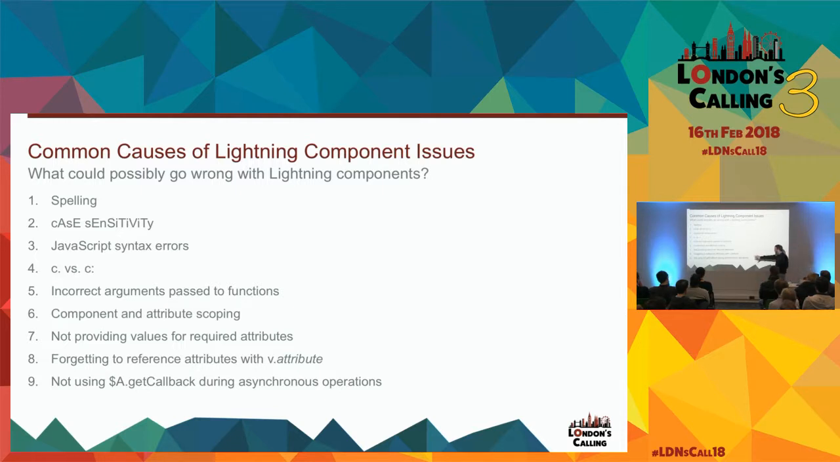And then this is more advanced, but if you forget to use $A.getCallback during an asynchronous operation, what ends up happening is the framework doesn't have knowledge of that function that you're running. So it runs that function, and it doesn't know that it's supposed to provide a return back to the framework.